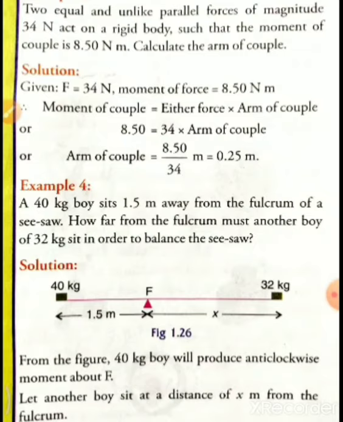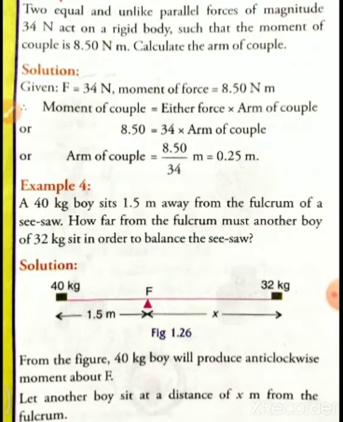But even if it is not asking, you should try to draw a rough diagram. Then only it will be easier for you to solve the question. So here, figure 1.26 is given. A fulcrum is there, a seesaw is present, and it is balanced at the fulcrum. A 40 kilogram boy sits 1.5 meter away from the fulcrum. See here, it is indicated very nicely, 1.5 meter away from the fulcrum.